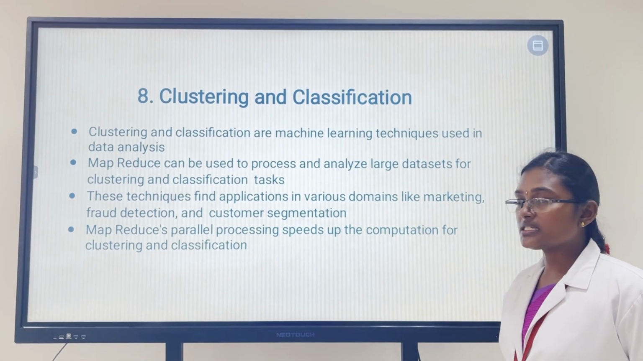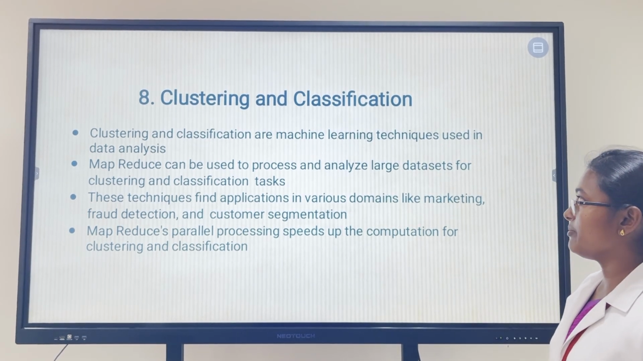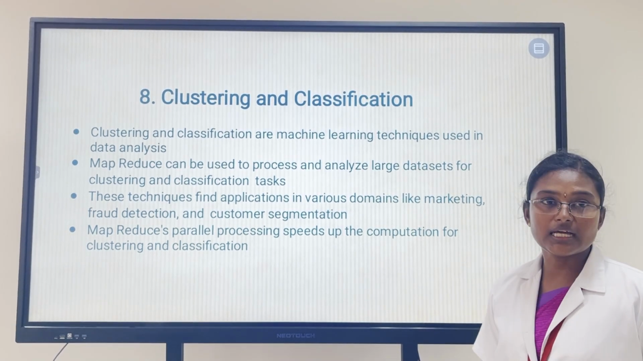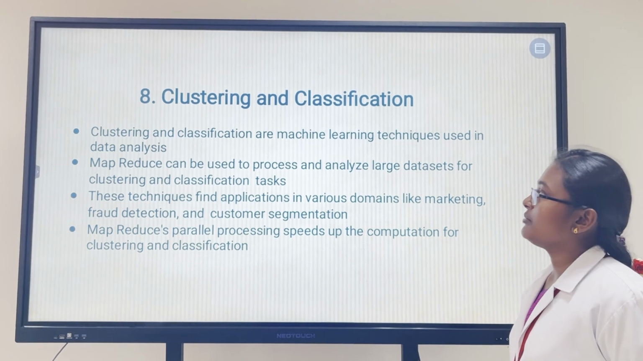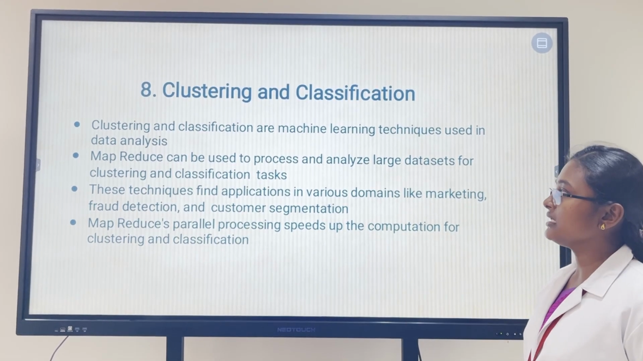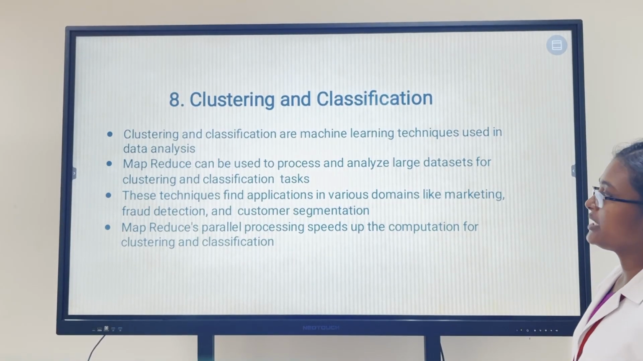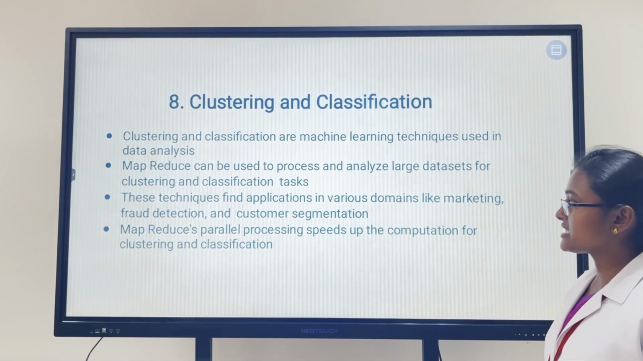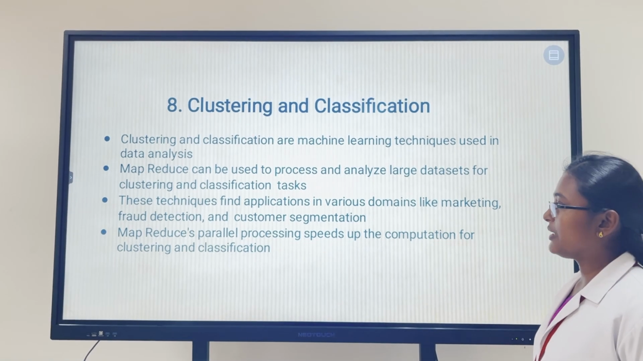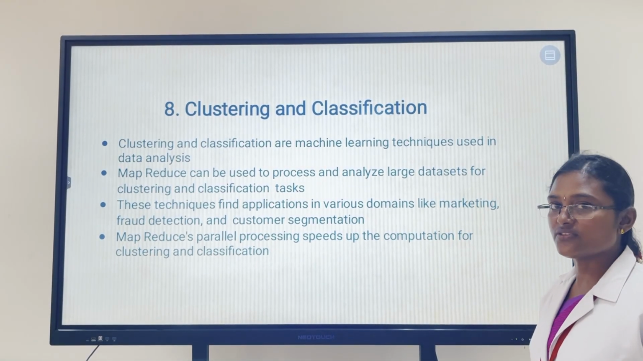The last one is clustering and classification. Clustering and classification are mostly machine learning techniques used in data analysis. MapReduce can be used to process and analyze large data sets for clustering and classification tasks. These techniques find applications in various domains like marketing, fraud detection and customer segmentation. MapReduce parallel processing speeds up the computation for clustering and classification.